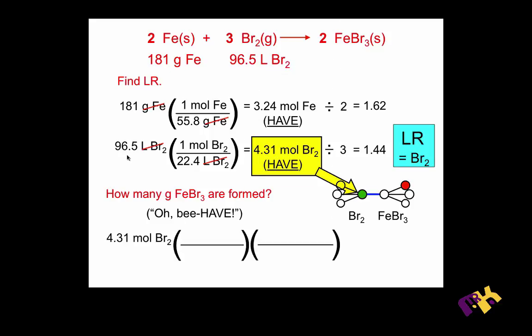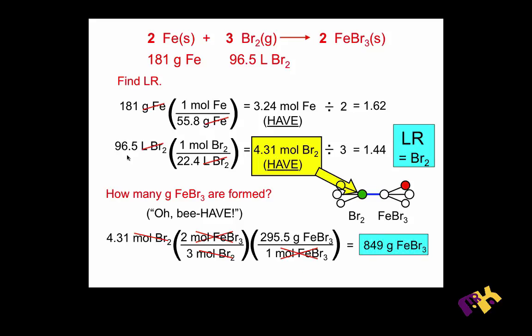Okay. So it's going to be a two-step conversion. We have to go from moles of bromine into moles of the iron 3 bromide. And then finally, the molar mass of iron 3 bromide, which is 295.5. We cancel 1 mole of it for every gram of the iron 3 bromide. And now it's a matter of punching it through our calculator. So we should find that we have about 849 grams of iron 3 bromide that's formed.